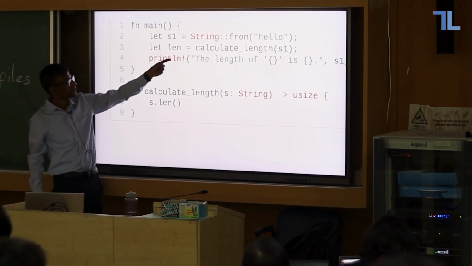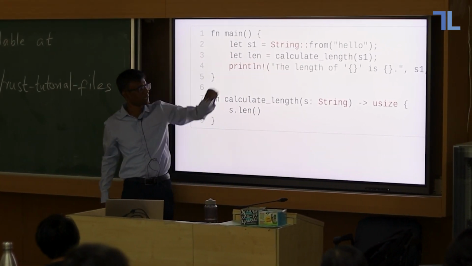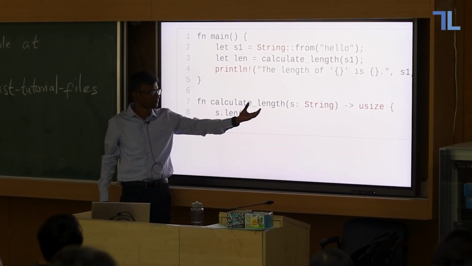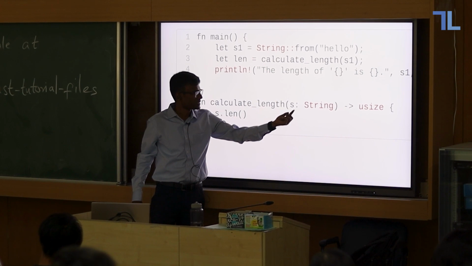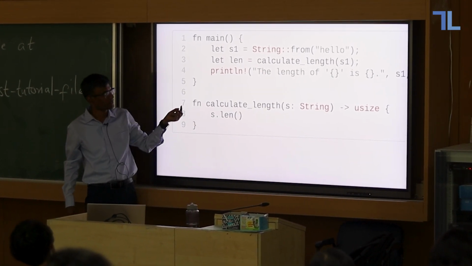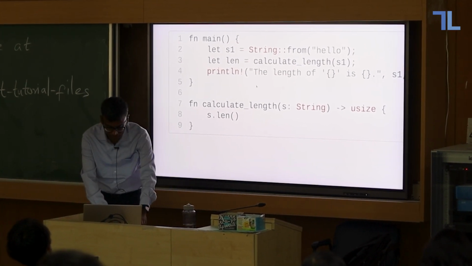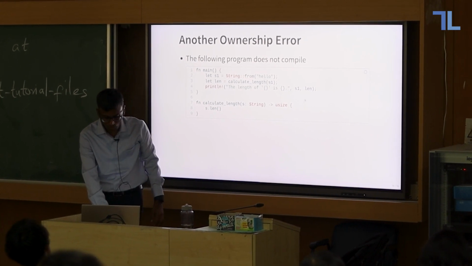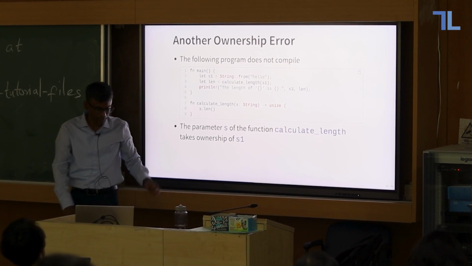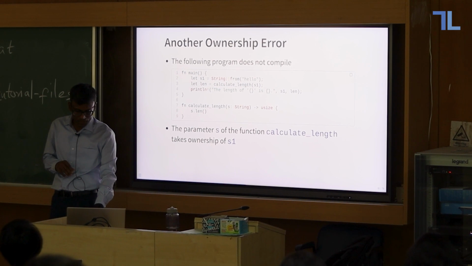Now this program will not compile. It gives an error because when calculate_length is called with s1 as an argument, calculate_length takes ownership of s1. So this s is being assigned s1. The function takes ownership of that string, and when you try to print s1 after this, it complains that the value has moved. So parameter s is taking ownership of s1, and then s1 is not accessible anymore.